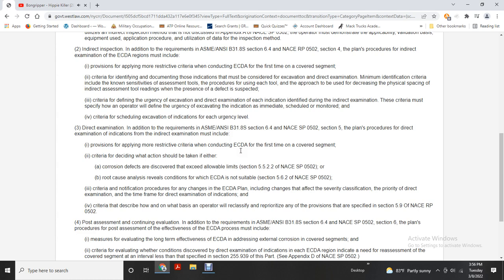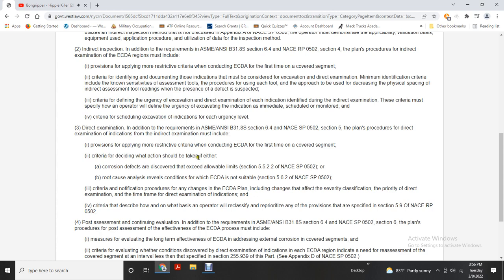Criteria for defining urgency of excavation for the direct examination of each indication identified during the indirect examination. These criteria must specify how the operator will define urgent excavation indications as immediately scheduled or monitored. Criteria for scheduling excavation indications or urgency level of direct examination. In addition, per ASME B31.8S, Section 6.4, NACE SP0502, Section 5, plans and procedures for direct examination of indications must include provisions applying more restrictive criteria when conducting external corrosion direct assessment for the first time on a covered segment.